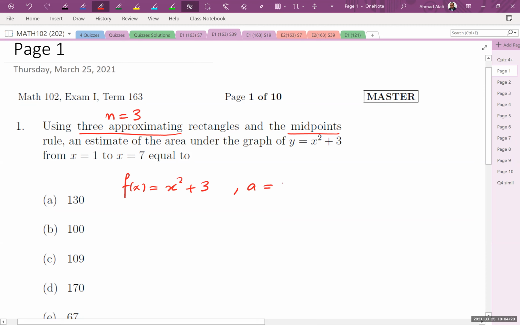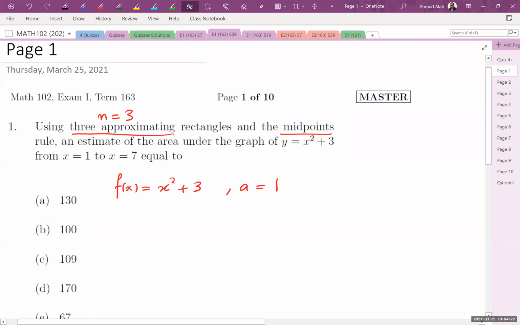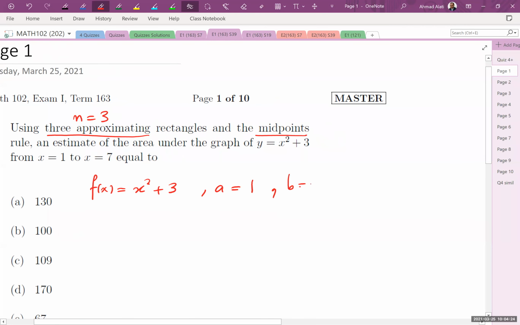What is a? A is 1. What is b? B is 7. What is n? N is 3. And you need to find delta x. Delta x is b minus a over n. So it is 7 minus 1 over 3, which is 6 over 3, which is 2.